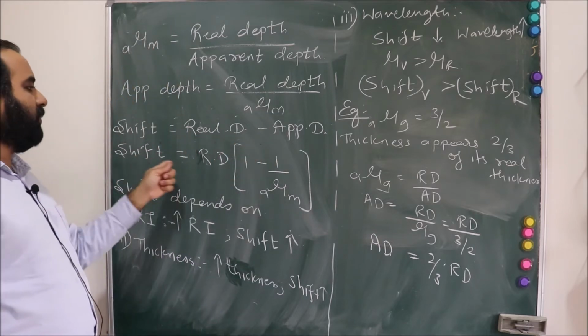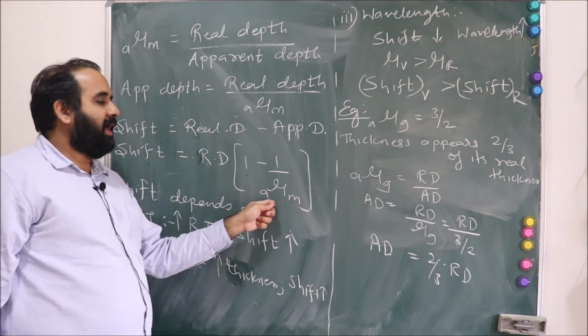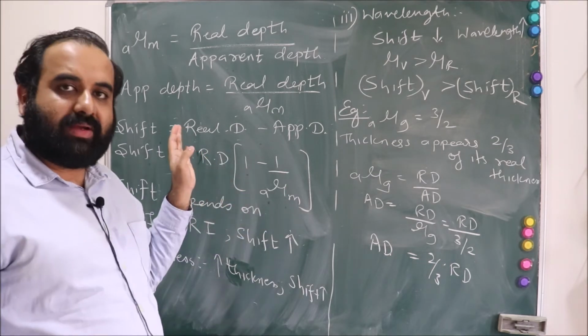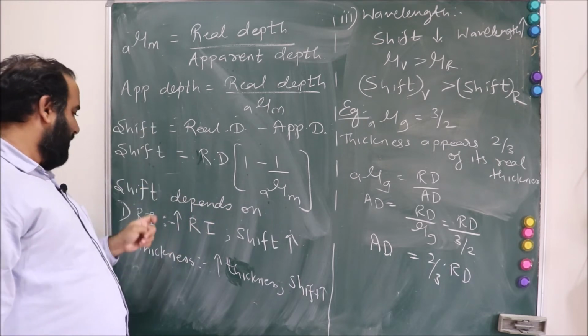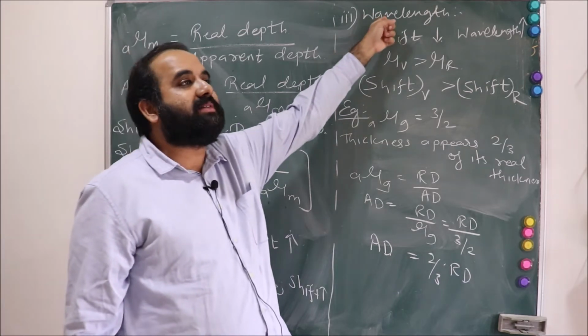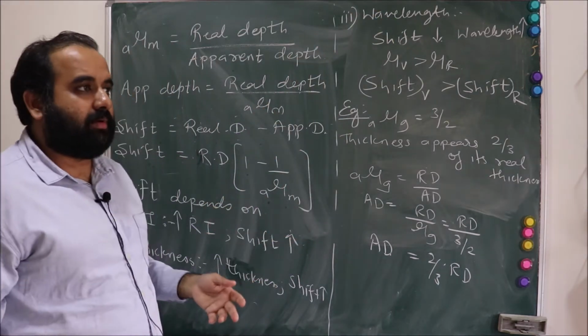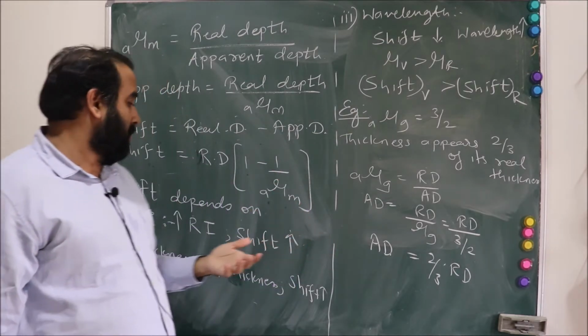There is one more formula for shift: real depth into (1 minus 1 upon mu of the medium with respect to air). This formula also we have to remember. Now this shift depends on three parameters. First is refractive index, second is thickness of the medium, and third is the wavelength. So factors affecting the shift of a particular medium can be asked.